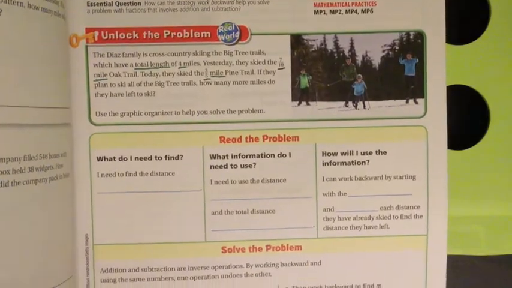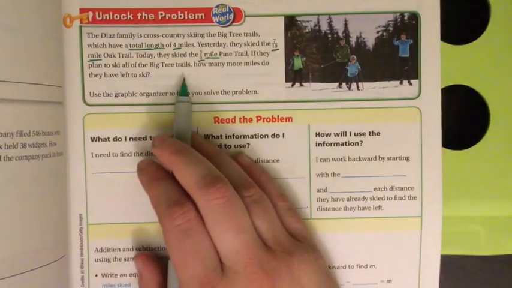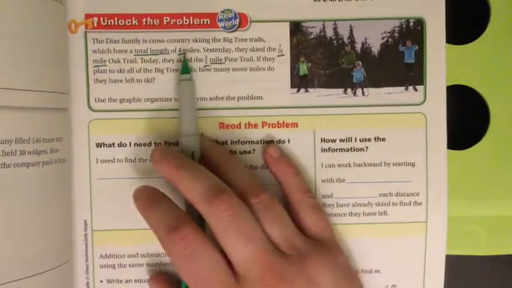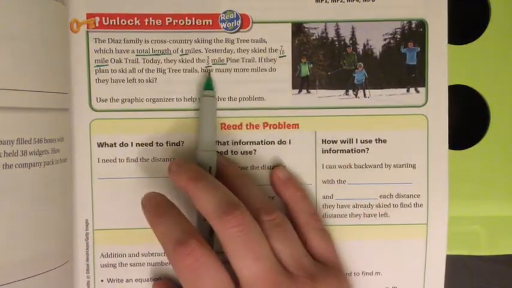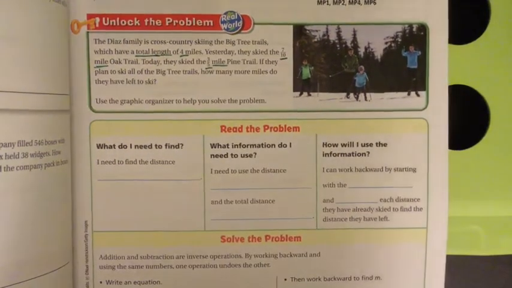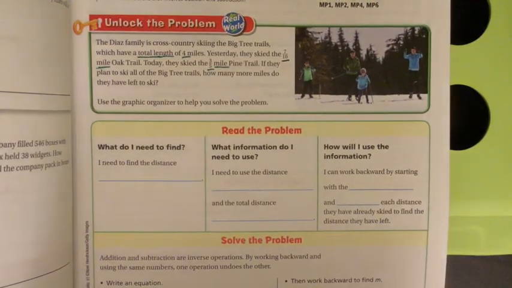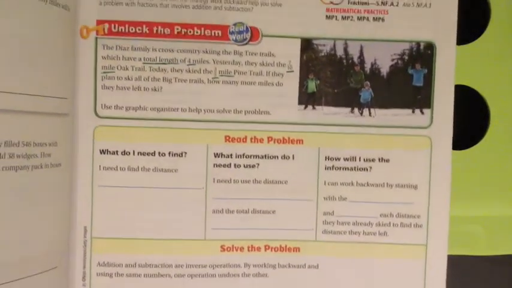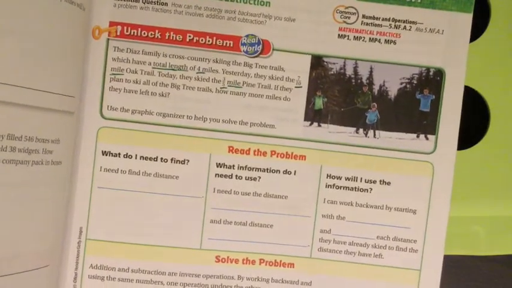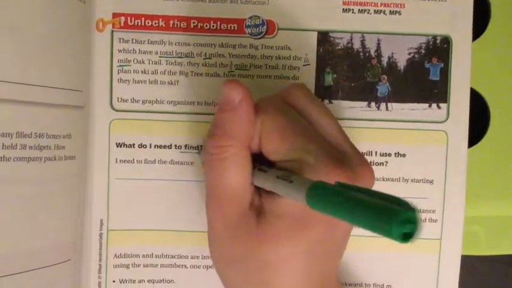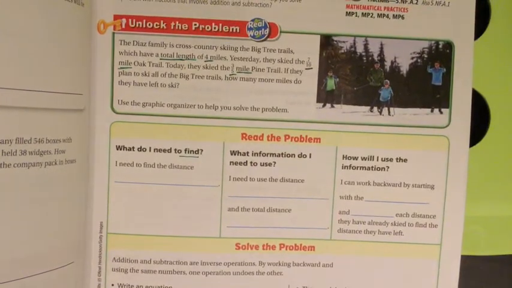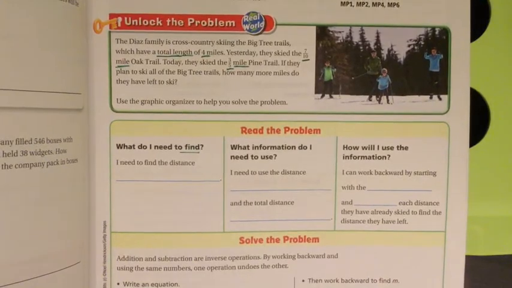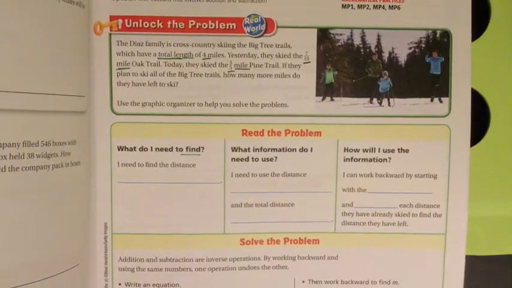If they plan to ski all of the Big Tree Trails, how many more miles do they have left? We know that there's 4 miles. They've already gone 7/10 of a mile and 3/5 of a mile. So we know we're going to have to use that information somewhere. But for the third time, let's read through it for the question. Now, this graphic organizer starts with the question, which I always tell you to do last, and I expect you to do it that way also. But for the book's sake, we're going to have it be first.